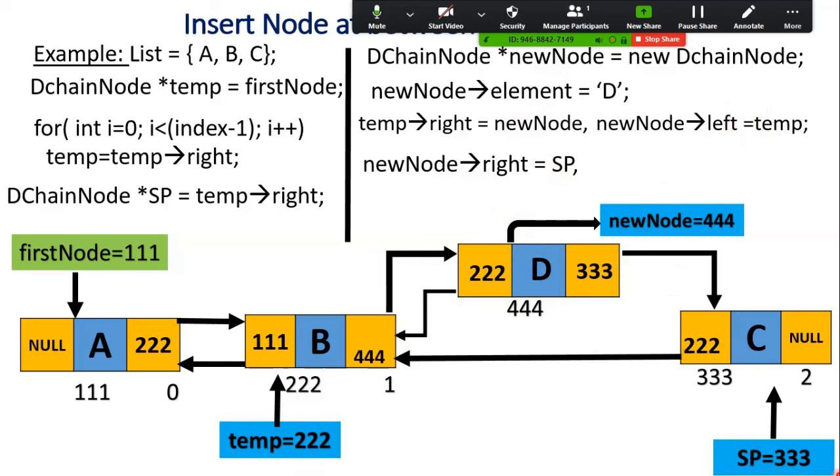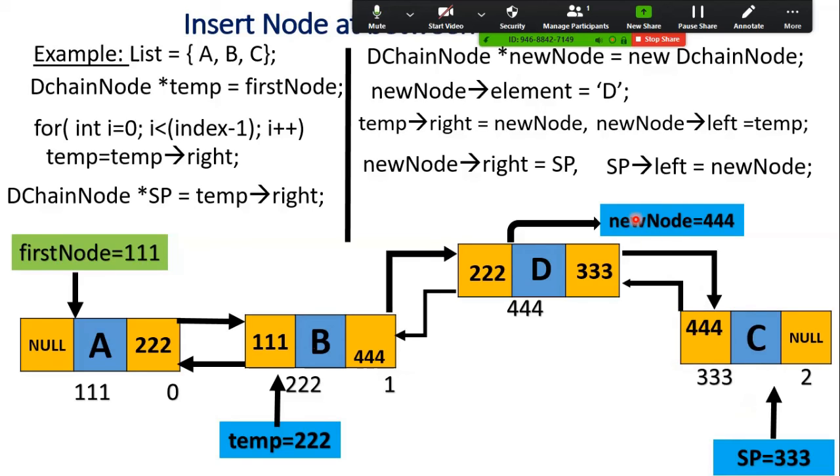So establish the reverse link. Actually the reverse link is pointing to what? B node. So how to establish the reverse link? The SP of left link should be equal to new node. SP of left link should be equal to new node. Right? So this is how.